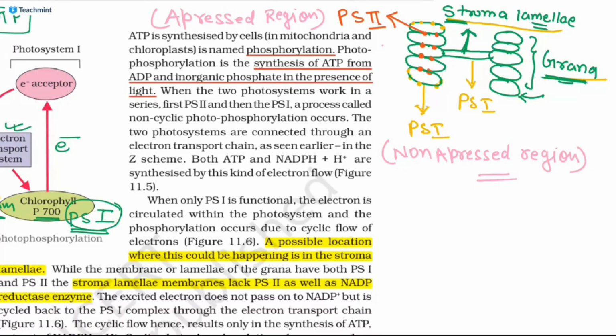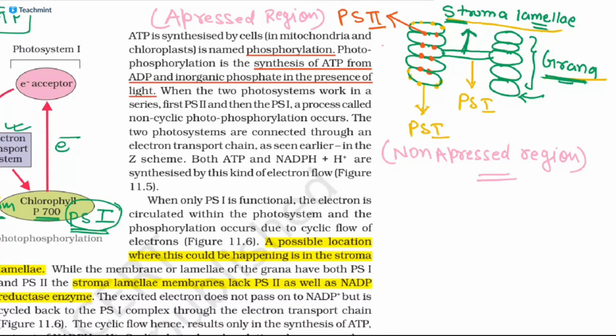So the non-appressed region will have? Photosystem 1. And the appressed region will have? Photosystem 2. Understood this point? Now, on this basis, if I ask you, so just think for a few seconds and then answer, right? Now, if I ask you, where will cyclic photophosphorylation take place?